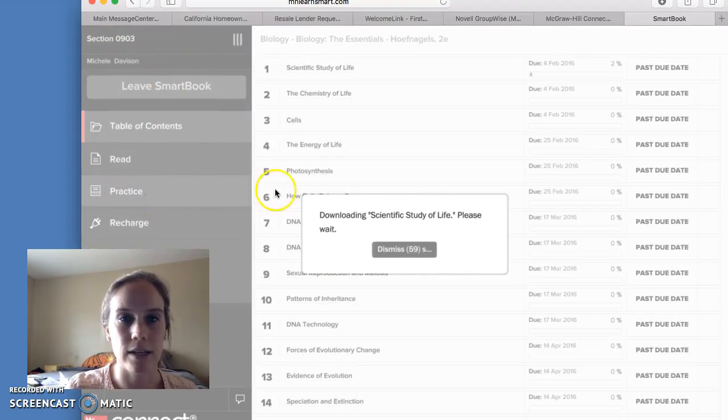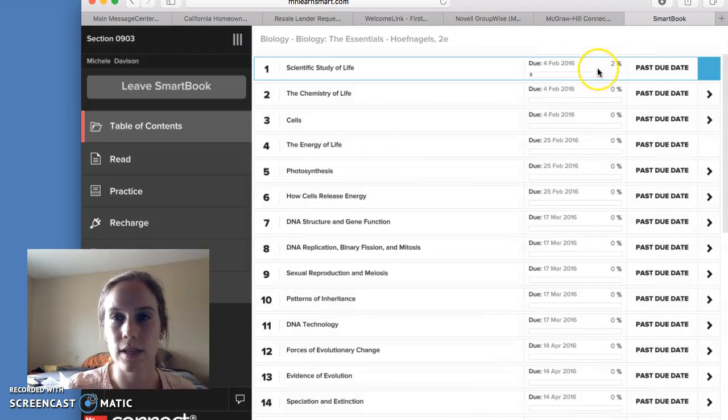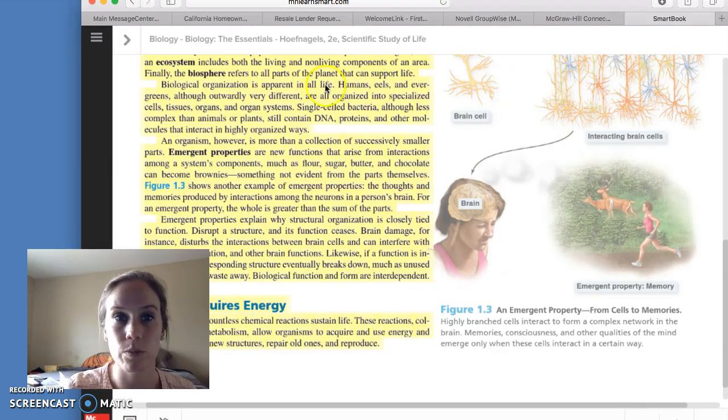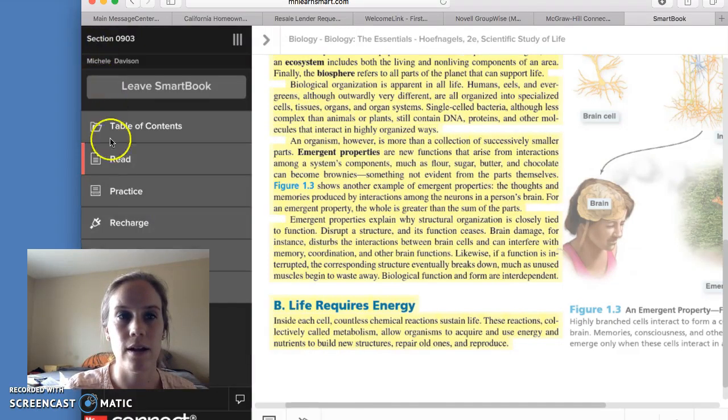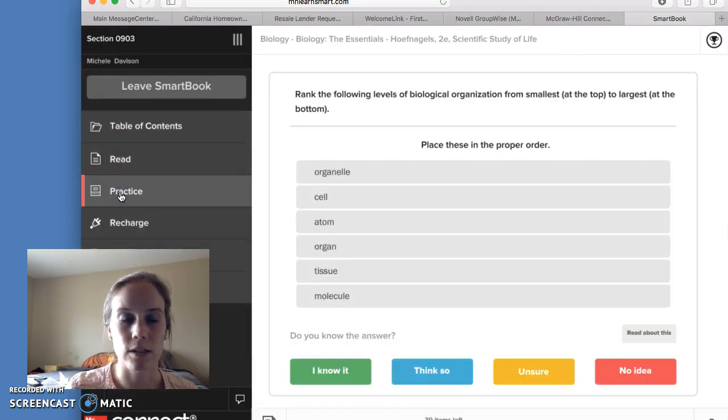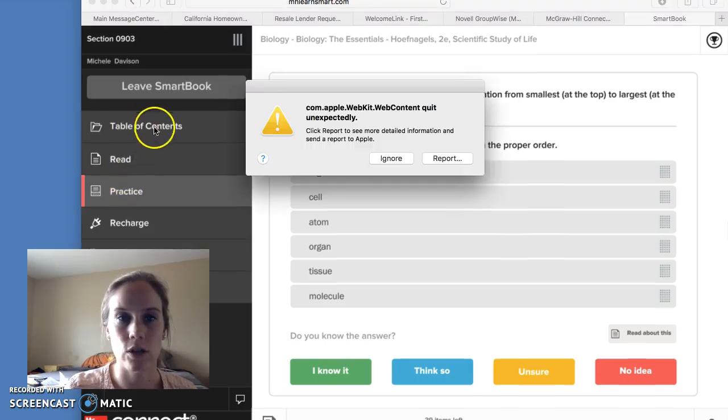You want to click those three buttons up here. And then practice, okay? So you can see in unit one or chapter one, I answered that one question. I'm 2% of the way done, okay? And practice is where you're going to get those questions. So you need to be going in there and you need to be doing those.